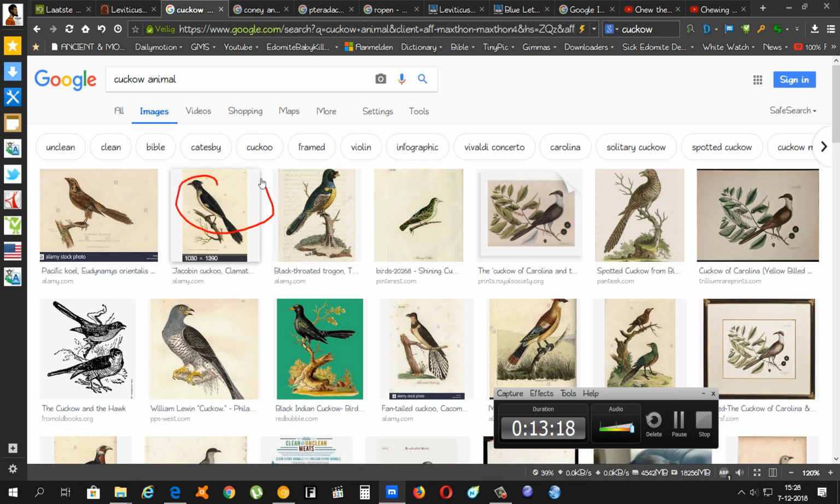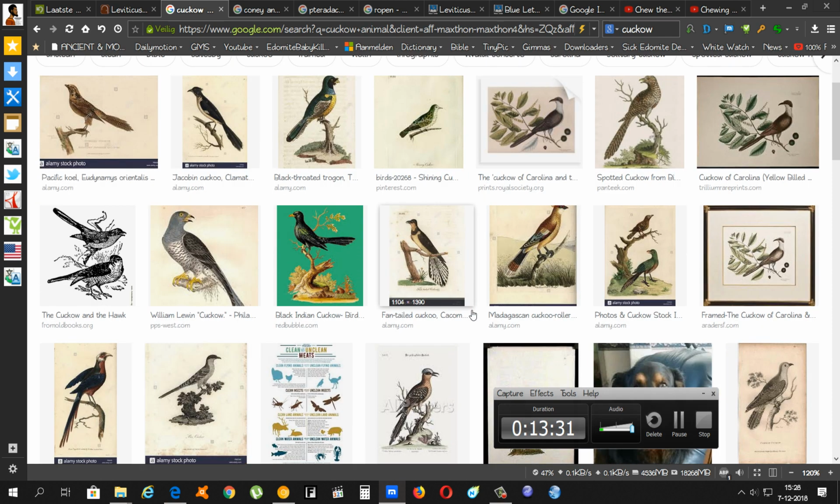You have this cuckoo. Jacobin cuckoo. You have the cuckoo of Carolina. You have the spotted cuckoo. You have the cuckoo of Carolina again. You have the black Indian cuckoo. You have the fan-tailed cuckoo. You have the Madagascan cuckoo from Madagascar.